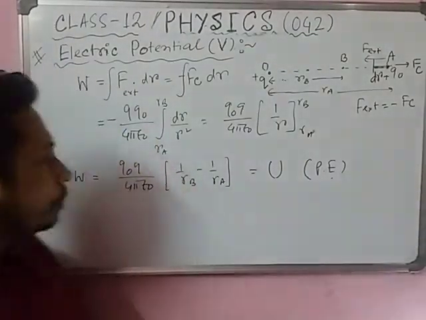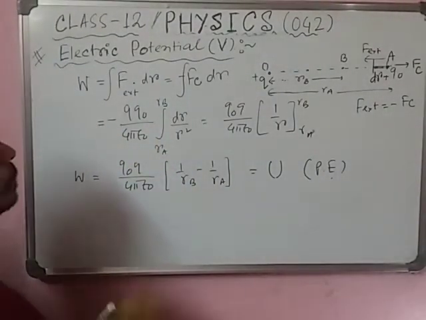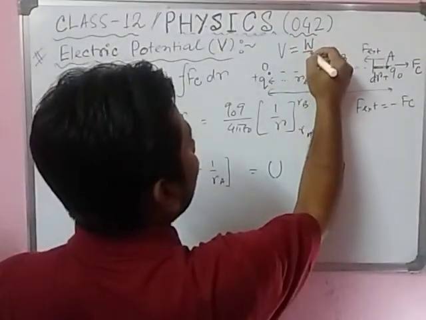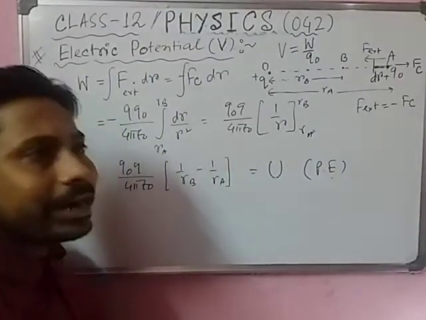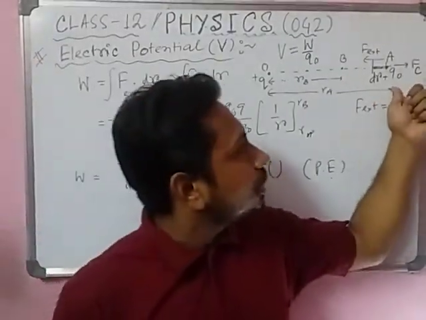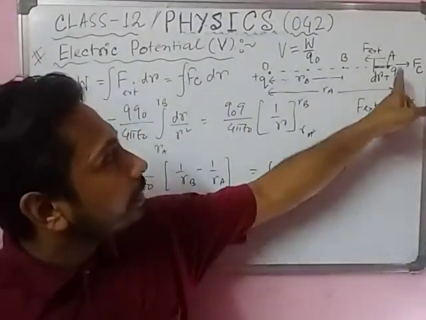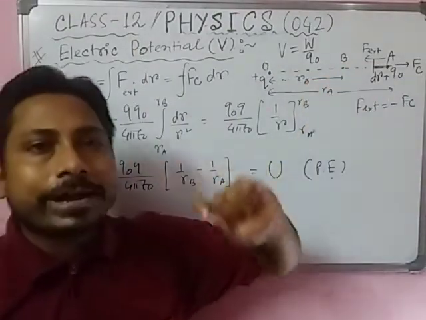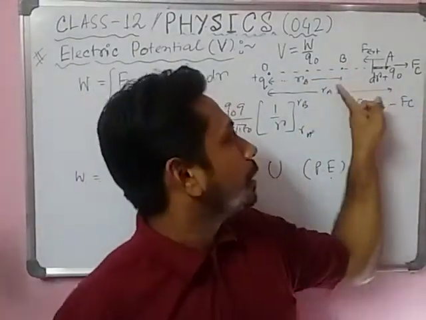Okay, up to this, no problem. Now what you need is potential, and do you know what potential is? Potential V means W by Q naught: the work done required to bring a positive unit charge from any point to that point. You want to find out potential where? At the point B.